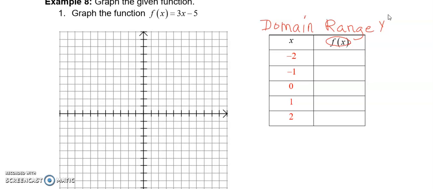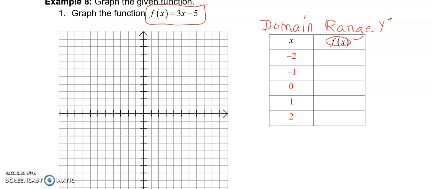Okay? So here is the first function that they want you to graph. f of x equals 3x subtract 5. And you probably recognize that as a linear function, which it is. It's just going to be a straight line. In fact, you know much better techniques for graphing this than just using a table of values.